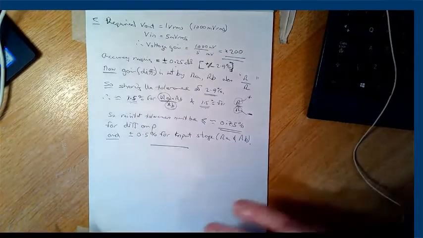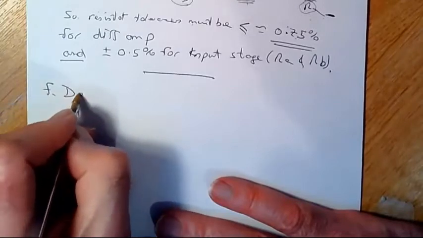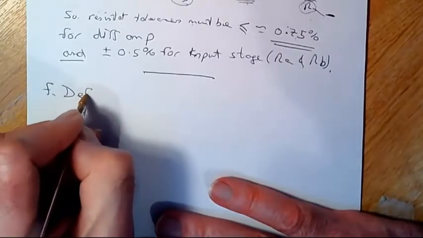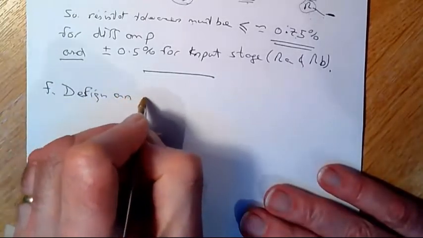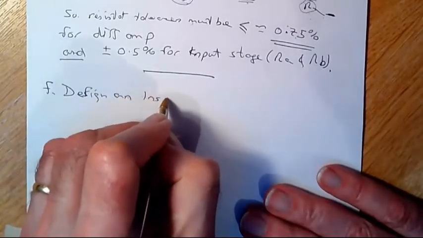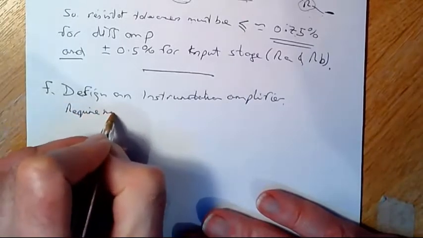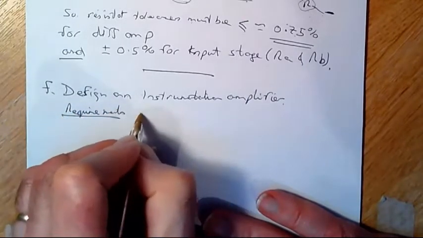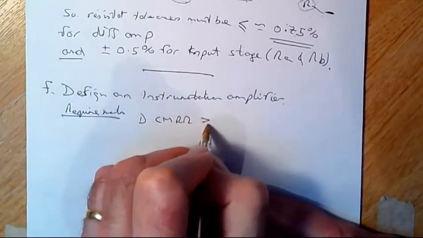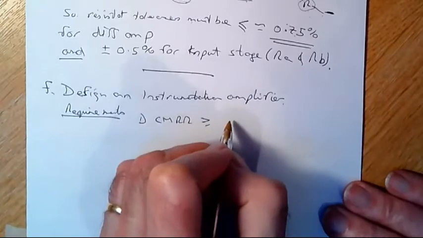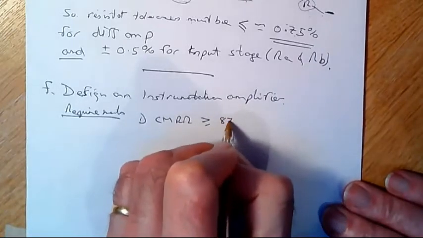Now we go on to design an op-amp, design a differential amplifier. Design an instrumentation amplifier. Requirements. 1. Common mode rejection ratio must be greater than or equal to 87.96 dB.